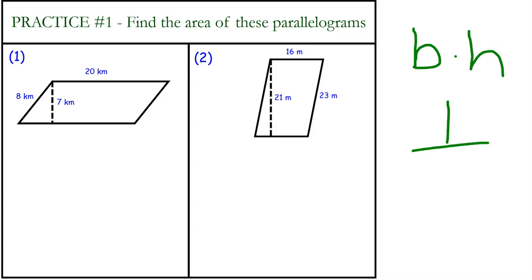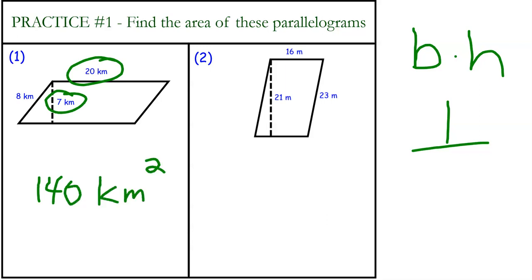So that in number 1, over on the left, what we're looking for is 20 times 7, which gives us an answer of 140 square kilometers. That 8 is not perpendicular to 20, so that 8 is not a part of the area.